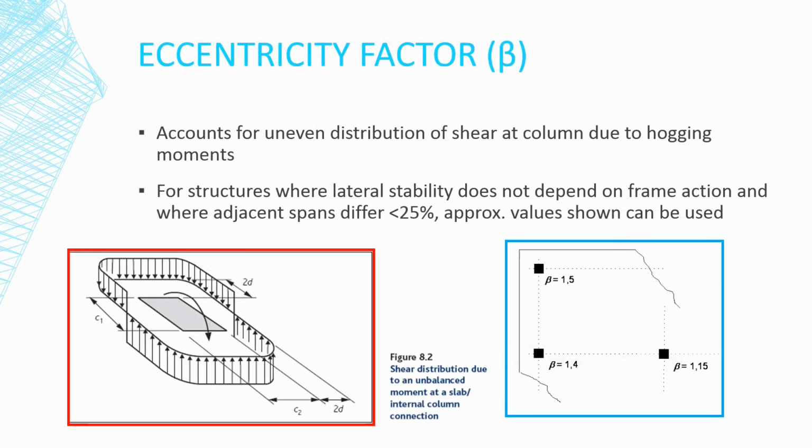All columns will experience hogging moments from uneven loading on either side, resulting in uneven shear distribution. The eccentricity factor beta in the formula for applied shear stress accounts for the uneven distribution of shear at the column. For most structures, typical values for beta can be used. The values in Eurocode for a corner, edge, and internal column are shown here.